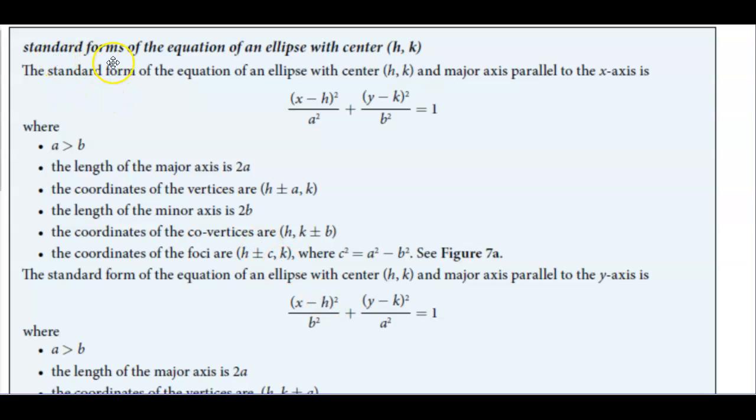Now we're looking at standard forms of the equation of an ellipse with center (h, k) where it's not located at the origin. The standard form of the equation of an ellipse with center (h, k) and major axis parallel to the x-axis is the following: (x minus h) squared over a squared plus (y minus k) squared over b squared is equal to 1. And so we're going to follow the same rules here.